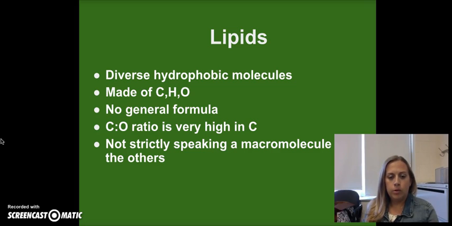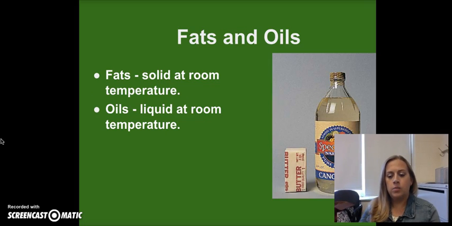So carbohydrates, remember, was CH2O is the general formula. You don't have anything that easy to remember with lipids, but what you can do is look at the ratio of carbon to oxygen, and lipids are going to be much higher in carbon than they are in oxygen. And just a note here, they're not, strictly speaking, macromolecules like the other groups that we're going to talk about, but we do kind of cover them. They're not going to be made of repeating units the same way as the other macromolecules.